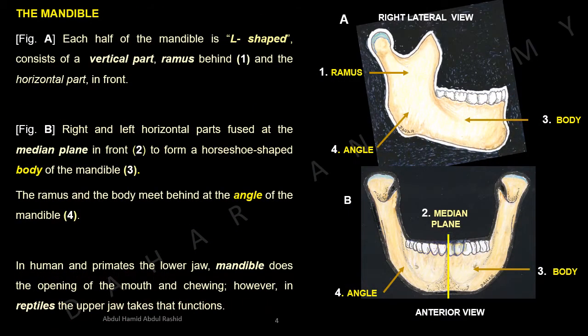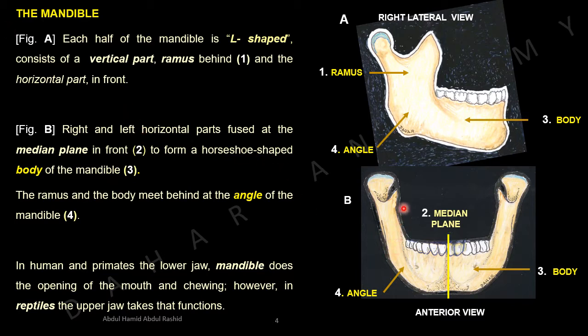The mandible continuation. In this slide, we have two diagrams, diagram A and diagram B. Diagram A is the right half of the mandible looking from the right side, that is right lateral view. So, in figure A, each half of the mandible is L-shaped, consisting of a vertical part called the ramus behind and a horizontal part in front.